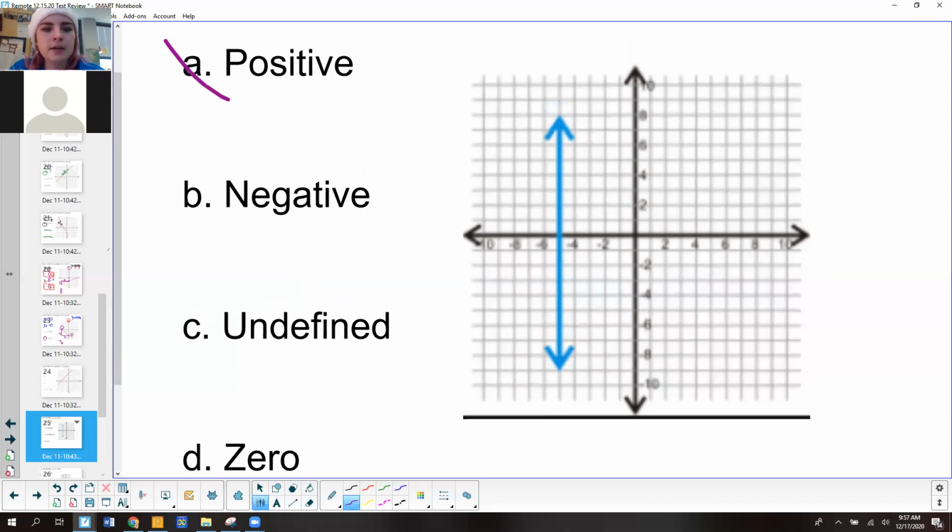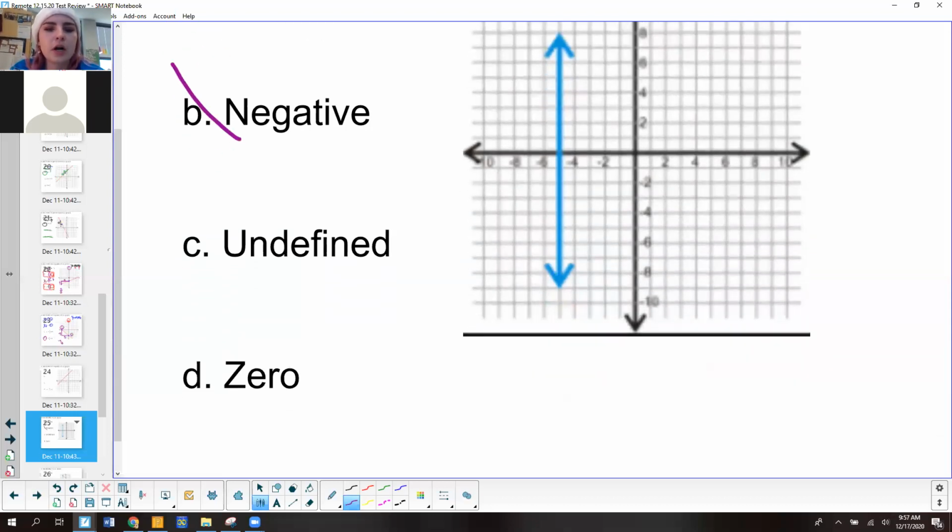Good. It's not going to be positive because it's straight up and down. Not going to be negative because it's straight up and down. So if we're thinking about this, you're going to have a vertical change. If you're looking at this point to this point, our vertical change would be 1, and our horizontal change, or a change in x, would be 0 because it's not moving from side to side.